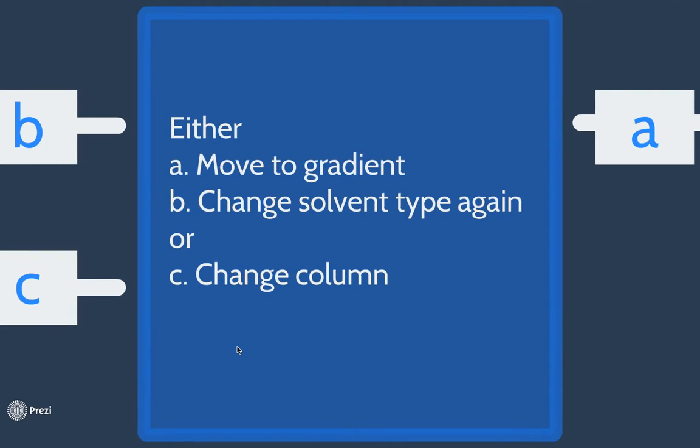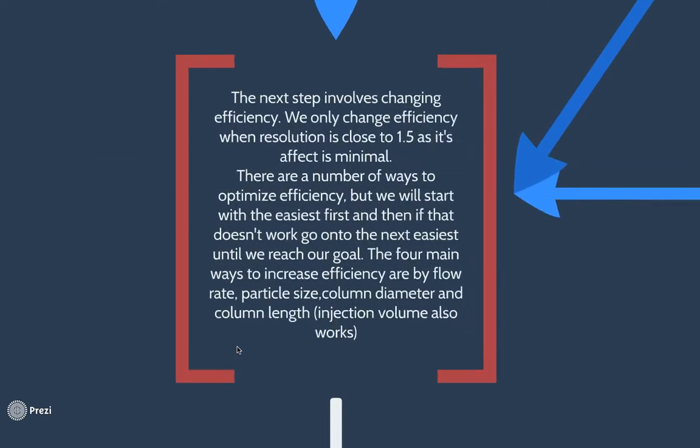There's no point going and changing efficiency because its effect on resolution is kind of minimal. You won't get it. If you're at 1.2, you probably won't be able to change efficiency that much to get to 1.5. So you either move to a gradient, change your solvent type, or change the column type, and we're now back at the start.